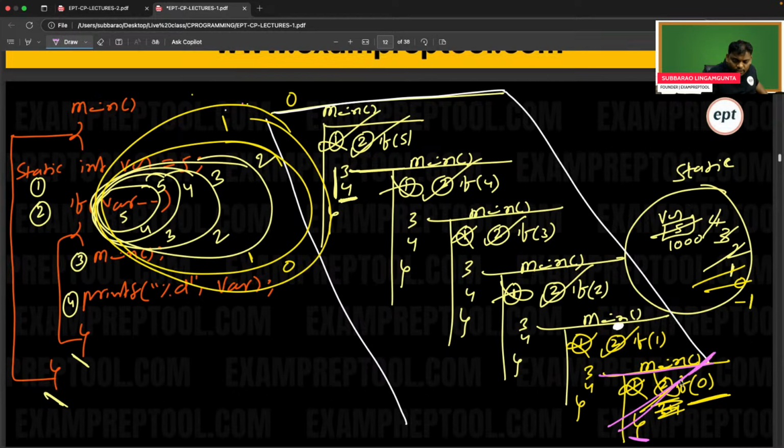Whenever this function is over, the third line is completed. To complete the third line, I went outside. Outside work is over, which means the outside function is popped. That means 3 is completed in the previous function.